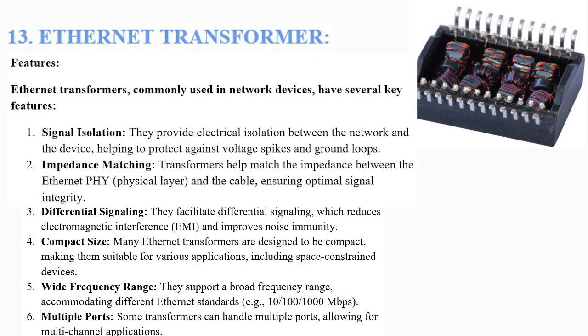Features: Ethernet transformers commonly used in networking devices have several key features. Signal isolation: they provide electrical isolation between the network and the device. Impedance matching: transformers help match the impedance between the Ethernet PHY (physical layer) and the cable. Differential signaling: they facilitate differential signaling, which reduces electromagnetic interference (EMI) and improves noise immunity. They have compact sizes, a wide frequency range, and multiple ports. Some transformers can handle multiple ports, allowing for multiple channel applications.